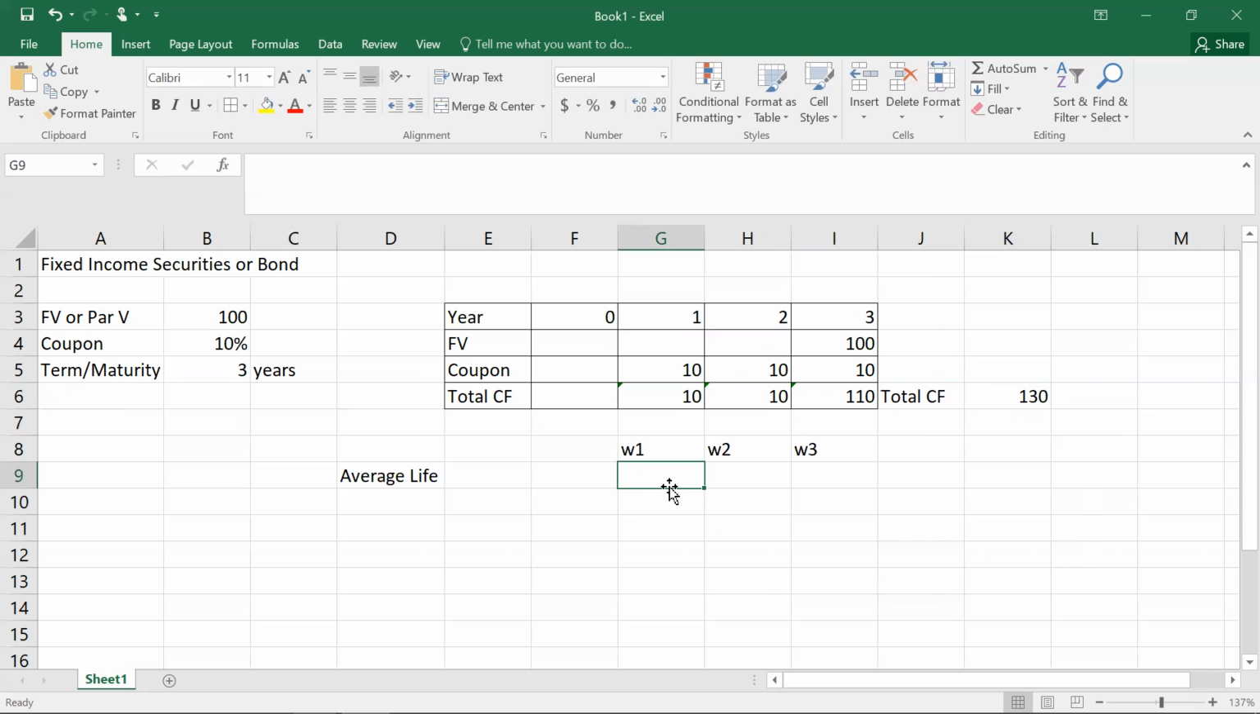We are going to calculate the average life of cash flow. We are going to first derive the weight of the cash flow, which we are going to multiply then with the time. So what is the weight of the first cash flow? It is 10 divided by 130, that is the total cash flow. So I will fix this cell.